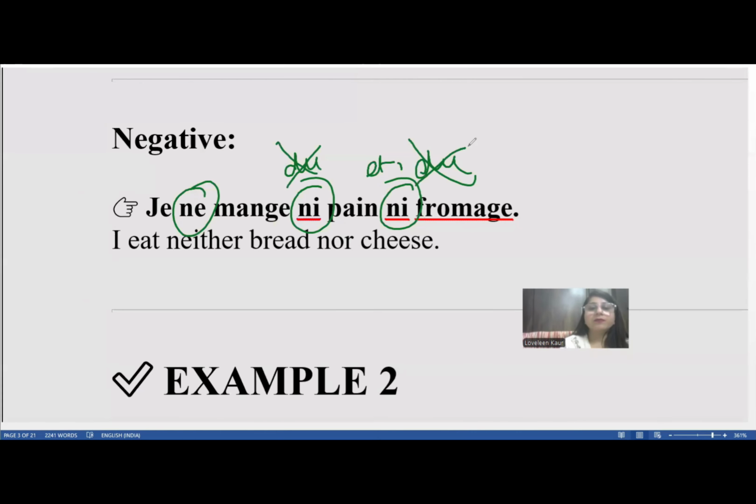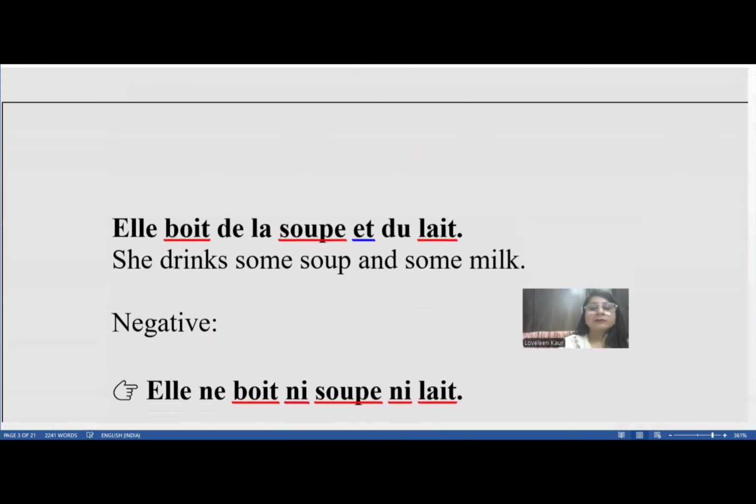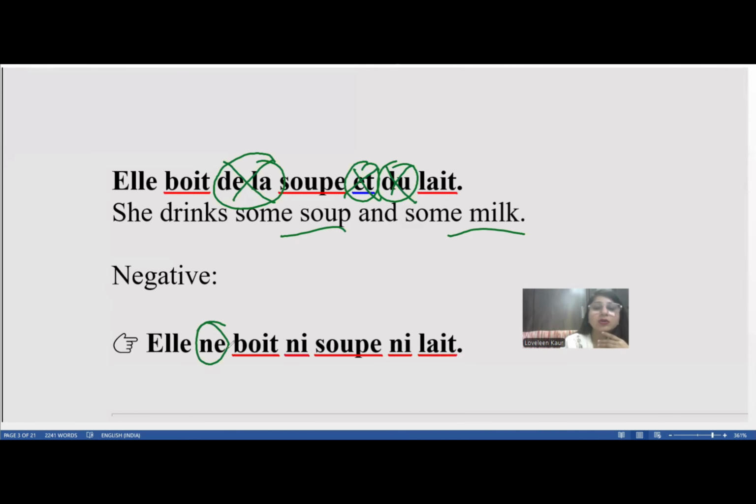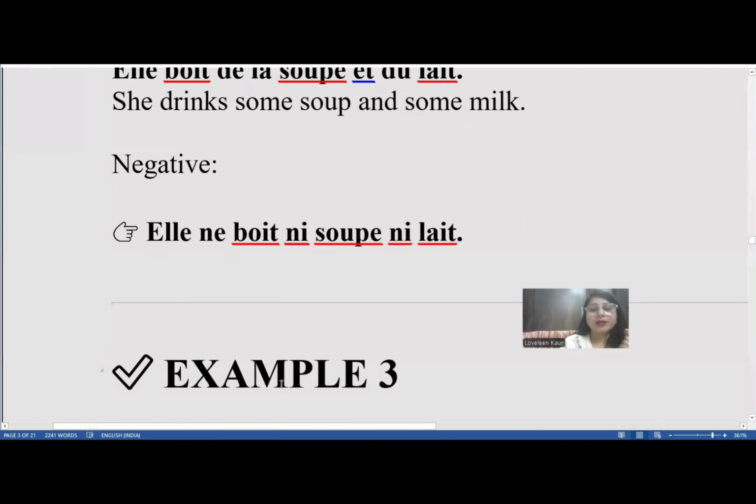Now we remove du, remove de, and we put ni directly in front of each item. We don't put pas here. Got it? Now for example, elle boit de la soupe et du lait, means she drinks soup and milk. Now what will you do? We will remove this, remove this, remove this, and put ni, like this. Elle ne boit ni soupe ni lait. She neither drinks soup nor milk.